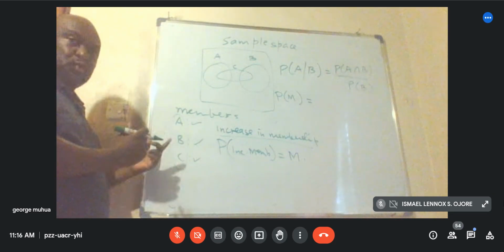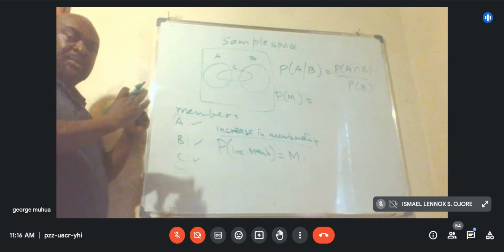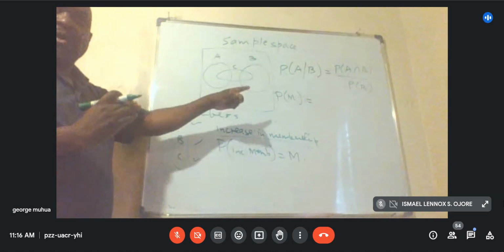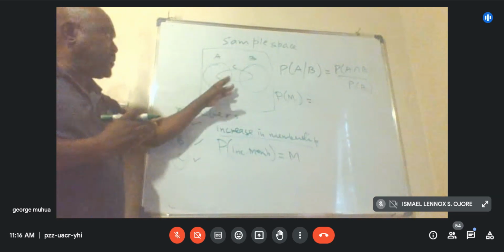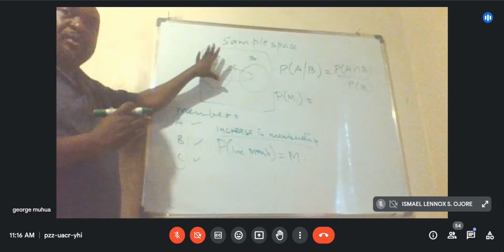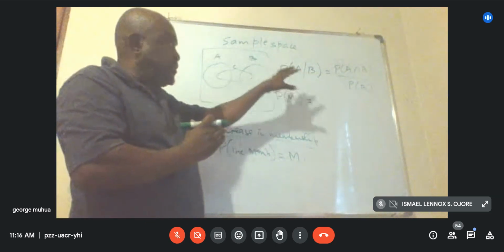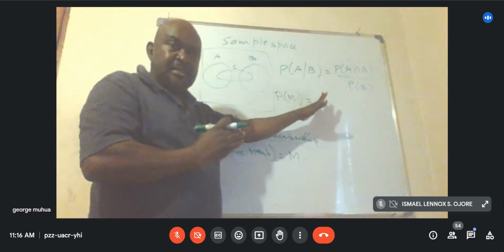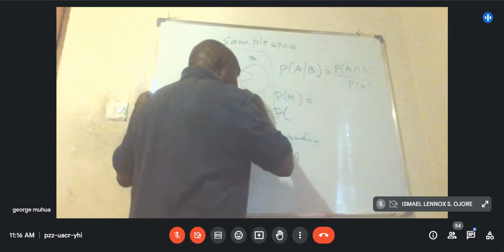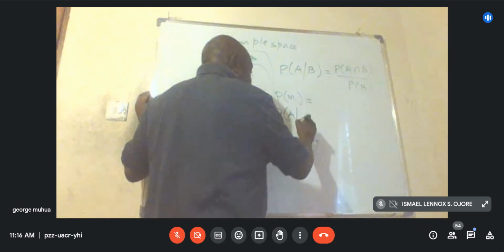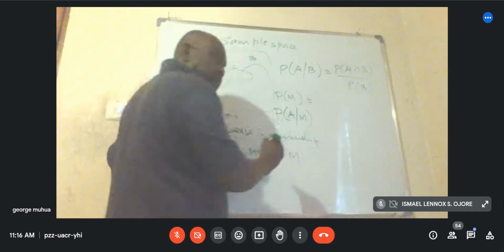So what do you want to do? You want to find a way to determine the probability of this common event, and you have these individual events. That is what we were discussing first. Then you can also say, what's the chance that A will be elected given an increase in membership?